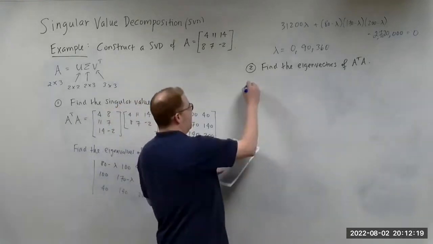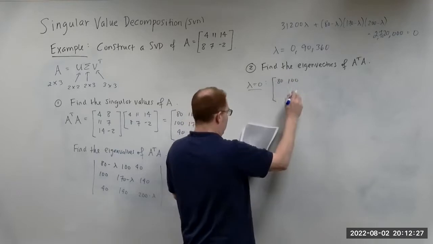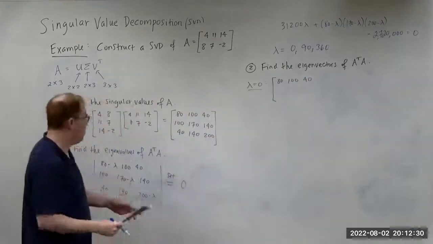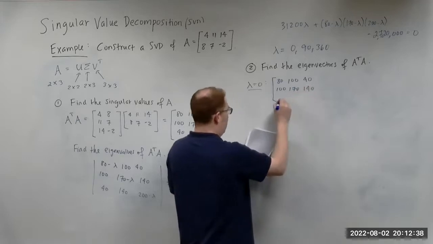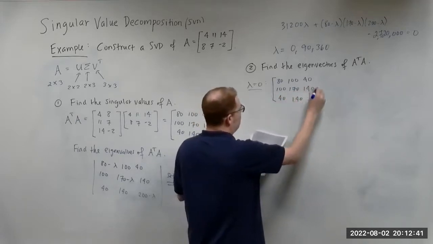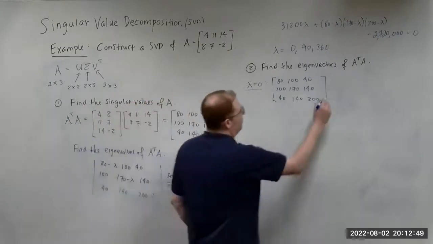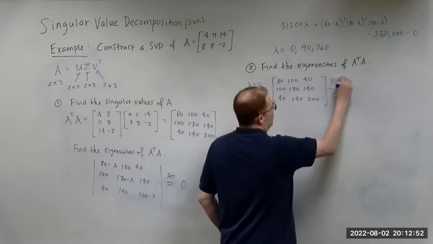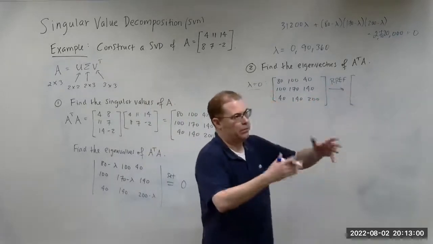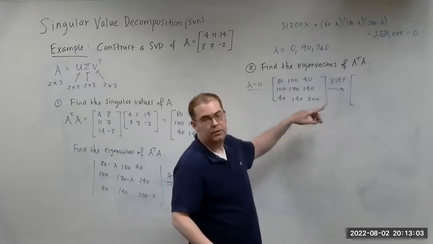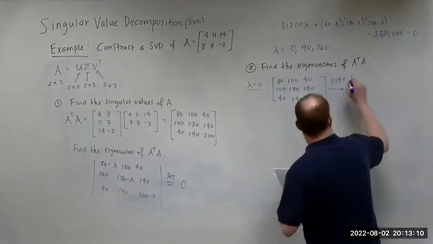So let's start with lambda equals zero. Plugging those in, we're going to end up getting this. And then we can do an REF here. Like I said, anything in chapter four and beyond, you can use your calculator to do this. So don't waste time doing steps for this. All right, so this is going to give us 1, 0, 1.